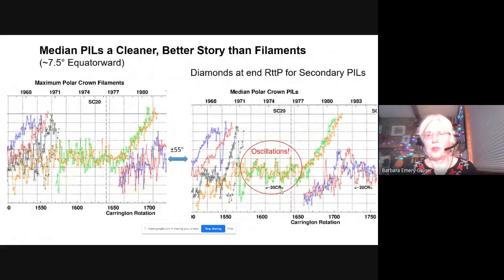So we're going to be looking at that in more detail, but one of the things we do want to look at is these diamonds, which are at the peak polar latitude of the secondary fills, which become primary after the rush to the pole. And so in the northern hemisphere, it's peaking at just about 60 degrees, and in the southern, it's also about 60 degrees before it heads off into these oscillations.